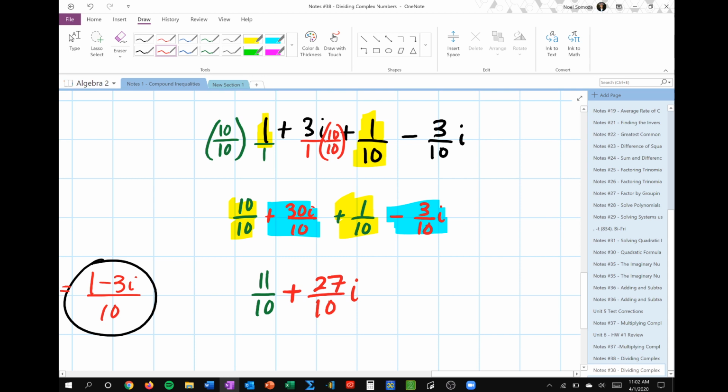So then, right, you're done because it's already in standard form as well, right? You can't reduce the 11 divided by 10. You can't divide 27 by 10 either. There's nothing to reduce. So then this is that's the final.